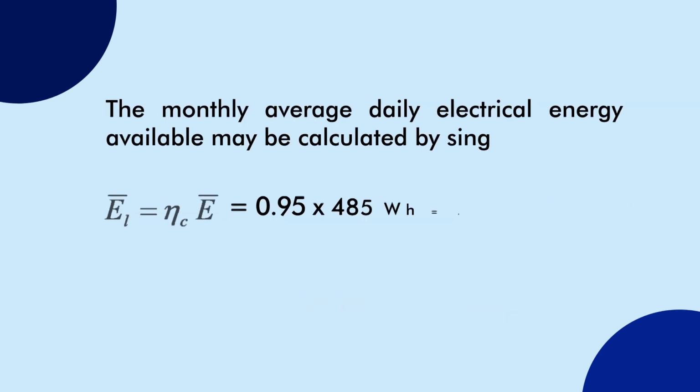The monthly average daily electrical energy available may be calculated by this formula: E_L is equal to eta C times E. Just put in the values: eta C is given as 0.95, and E you have already calculated, that is 485. So 485 multiplied by 0.95 comes to 460 watt hour.